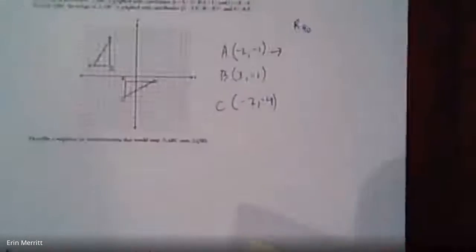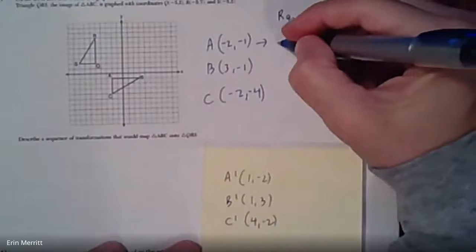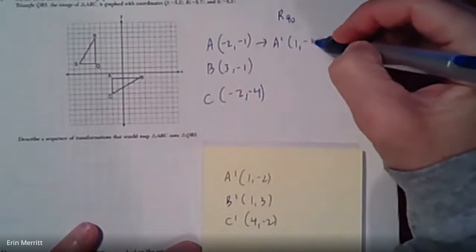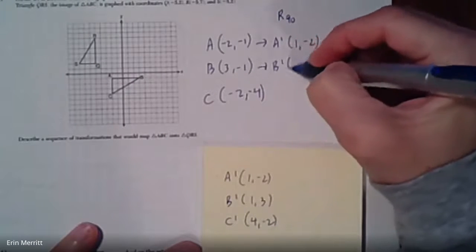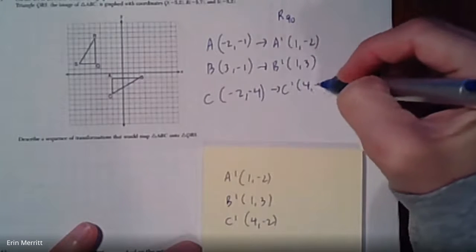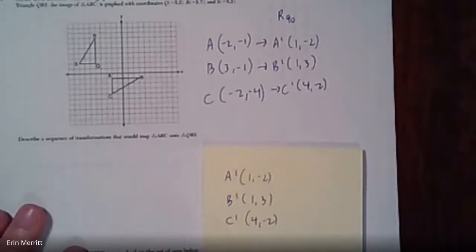All right, let me turn my paper back. And I can use all of these. So I'm going to call that, I guess, my A prime here is 1, -2. My B prime would be 1, 3. And my C prime would be 4, -2. All right, I'm going to use pencil to move those on the graph.